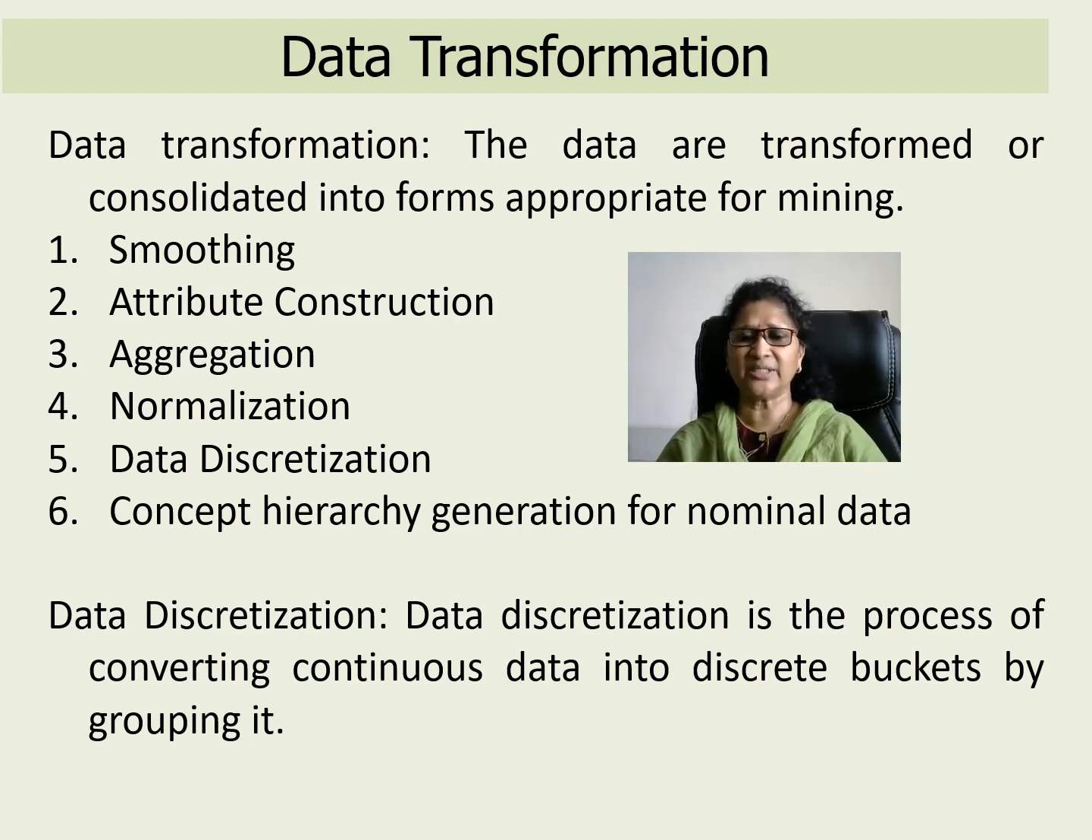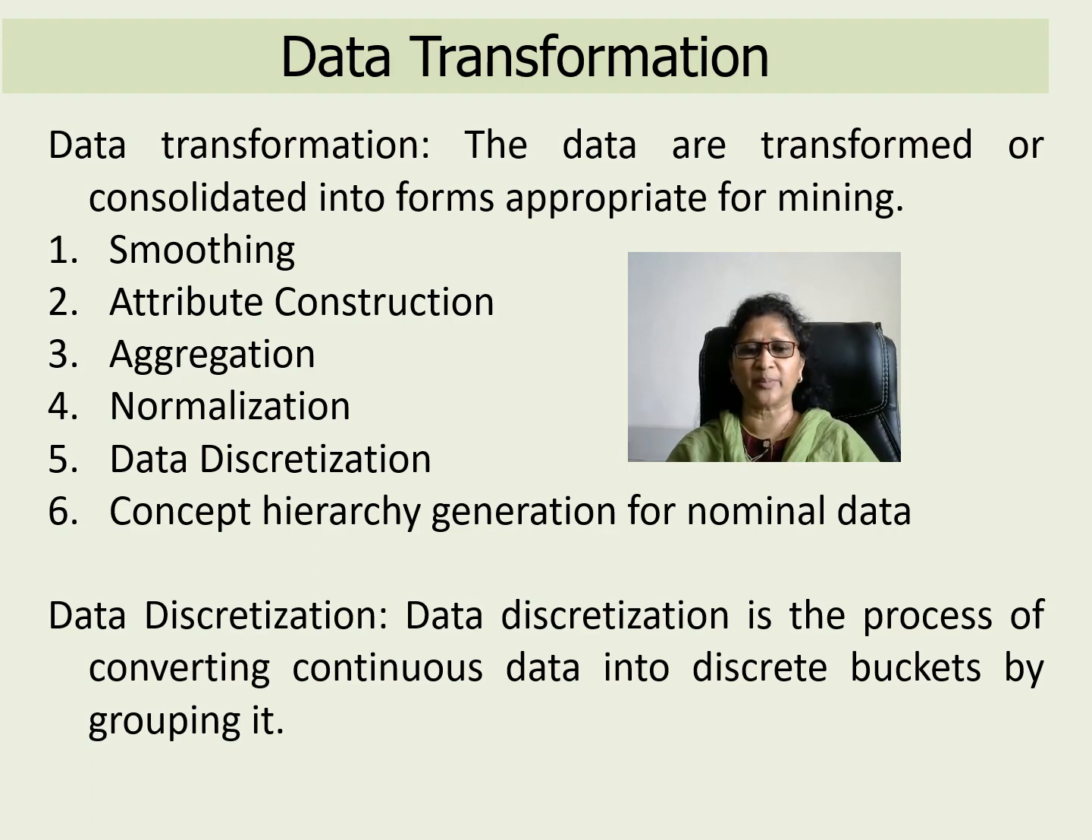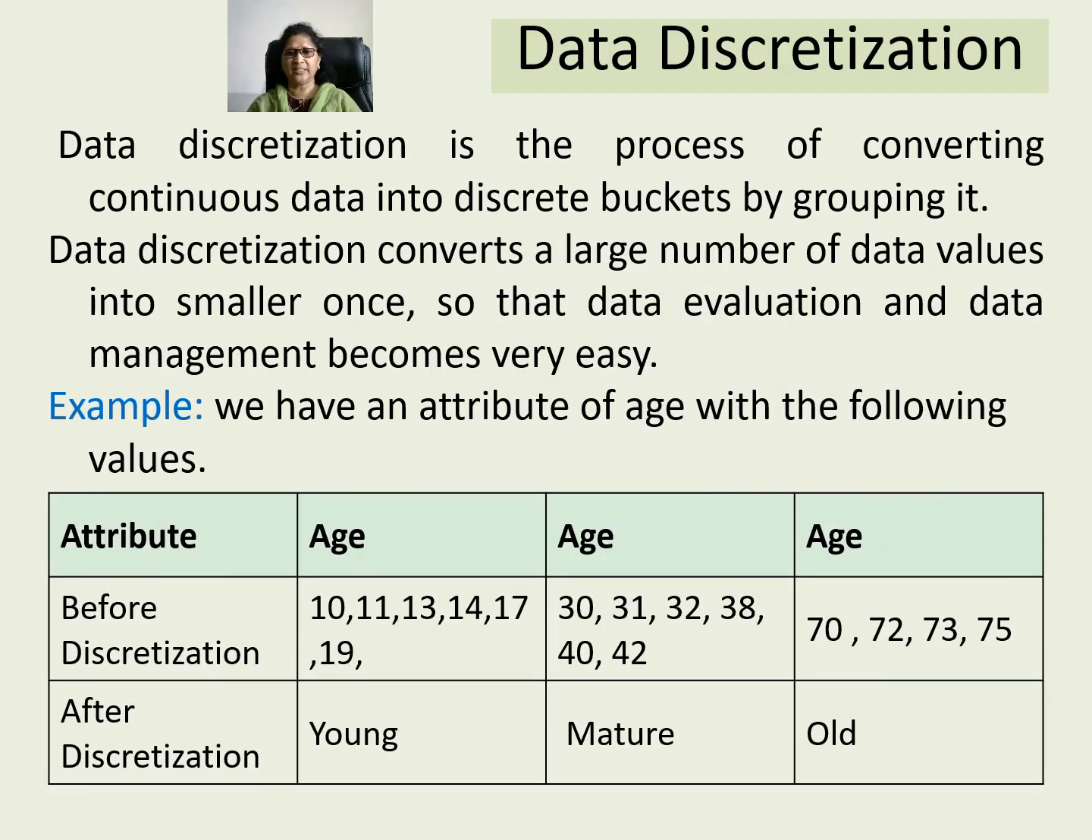Data discretization, we just defined that it is a process of converting continuous data into discrete buckets by grouping it. Let's see how. Data discretization converts this continuous data to discrete buckets by grouping it. Data discretization is going to convert a large number of data values into smaller ones so that data evaluation and management becomes easy. Look at this table.